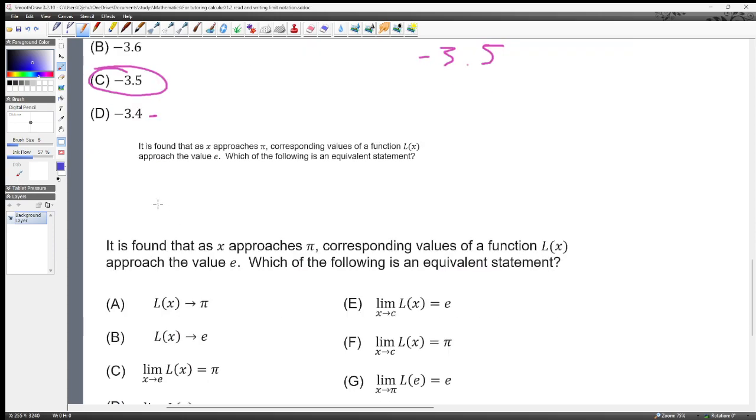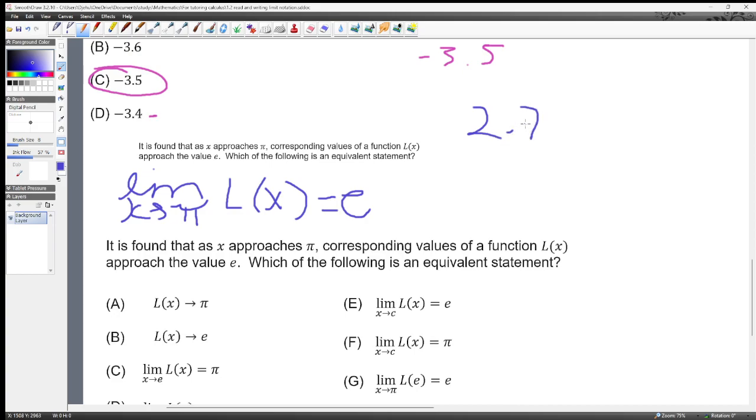You're writing, no, not proofs. That's completely something else. My bad. You're writing the notation for limits. So good job. I would have written it as the limit of x approaches pi of the function L of x equals e. I think the e is Euler's constant. Euler's constant is 2.718.